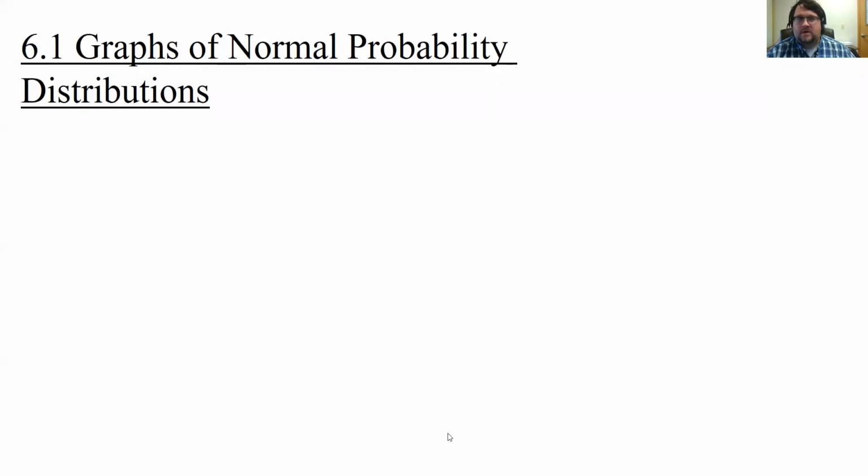All right. In this section, we're going to look at 6.1, normal probability distributions. This is a continuous probability distribution. In chapter 5, we looked at discrete probability distributions, in other words, you get values like 1, 2, 3, 4. Now we're looking at whole spans of numbers.